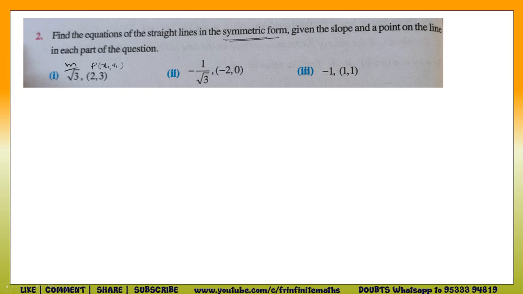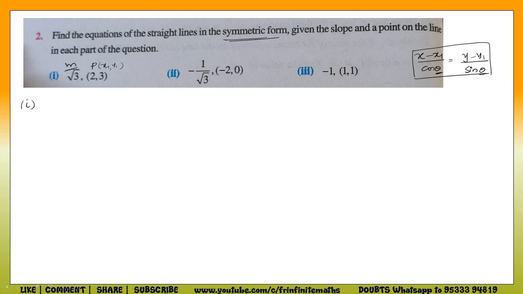In symmetric form. So what is symmetric form first? First of all we need to know that. Symmetric form is (x minus x1) by cos theta is equal to (y minus y1) by sin theta. So this is nothing but my symmetric form, and we need to write it in this particular form. Since we need the theta value, that means we need to find out the angle.